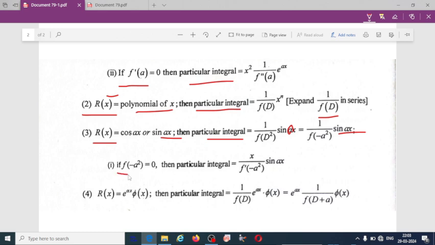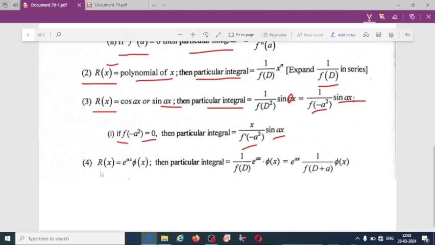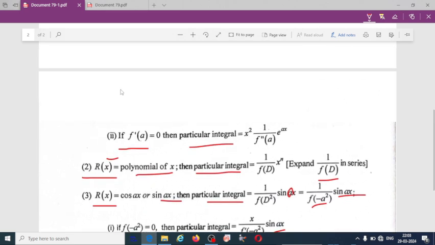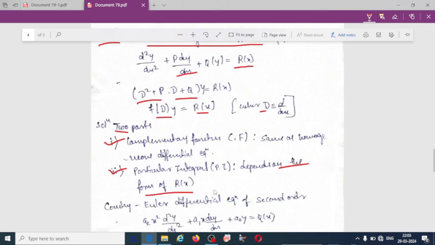Here is another condition: if f of minus a square is equal to 0, then the particular integral is x divided by f prime of minus a square, sin ax. Then r of x is e to the power alpha x times phi of x. If the function is like this, then the particular integral is 1 divided by f of D, e to the power ax phi of x, which is equal to e to the power ax times 1 divided by f of D plus a, phi of x. Whatever the a term is, you should add it in the function, D plus a. So these are the rules you should follow to solve the particular integral for a non-homogeneous equation.